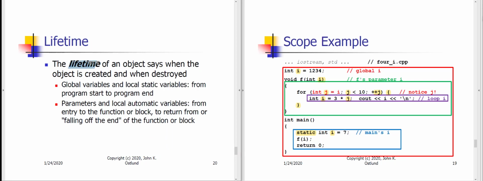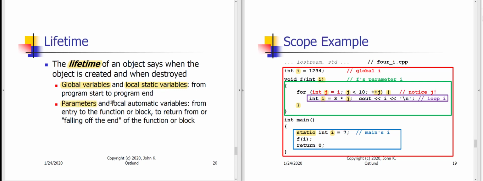The lifetime of an object is the duration of existence of the object from when the object is created until the object is destroyed. And basically there are two different lifetimes that a variable could have. If you have a global variable or a local static variable, both of those kinds of things are stored in static data, and so their lifetime is from the moment that the program starts running until the moment that the program is done running.